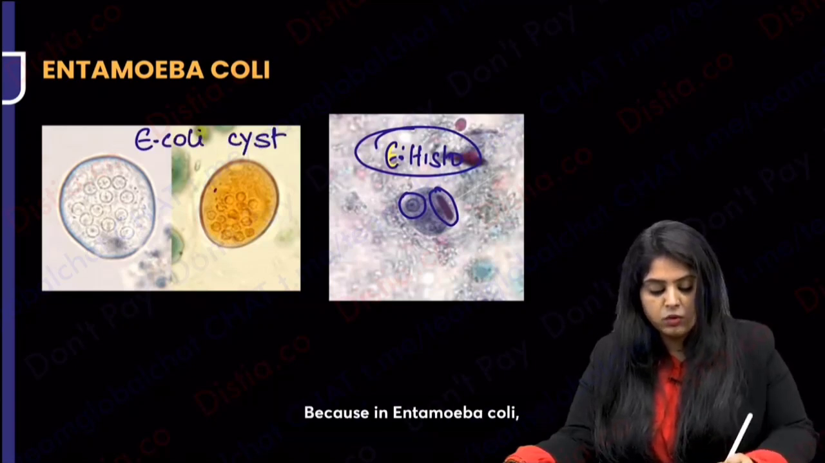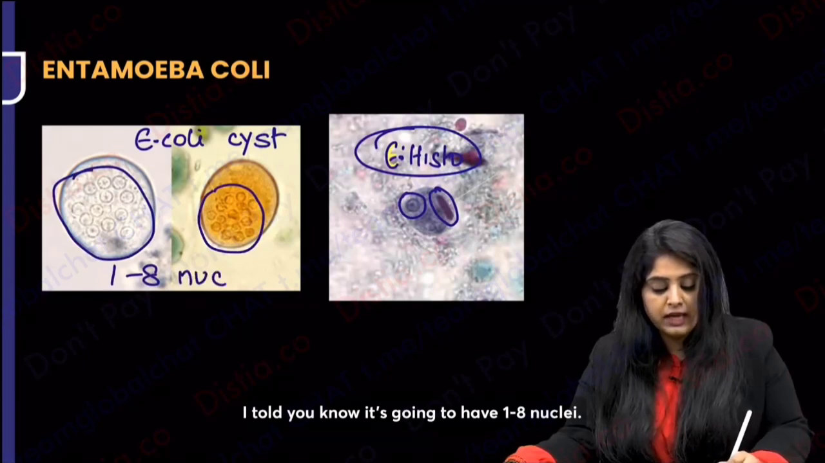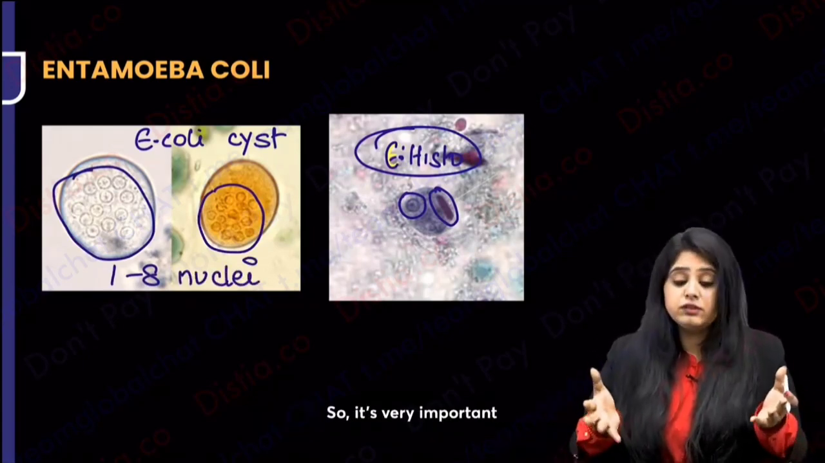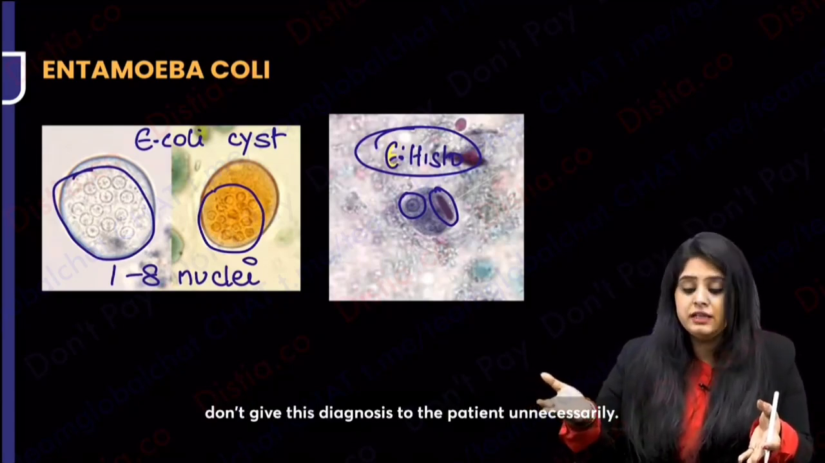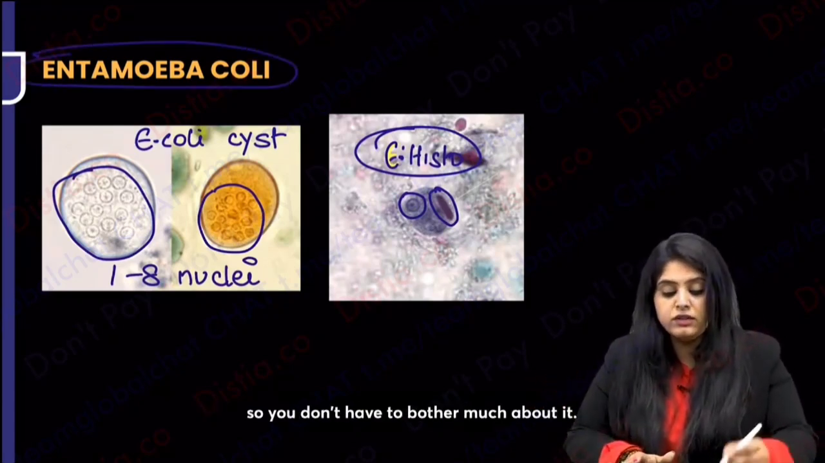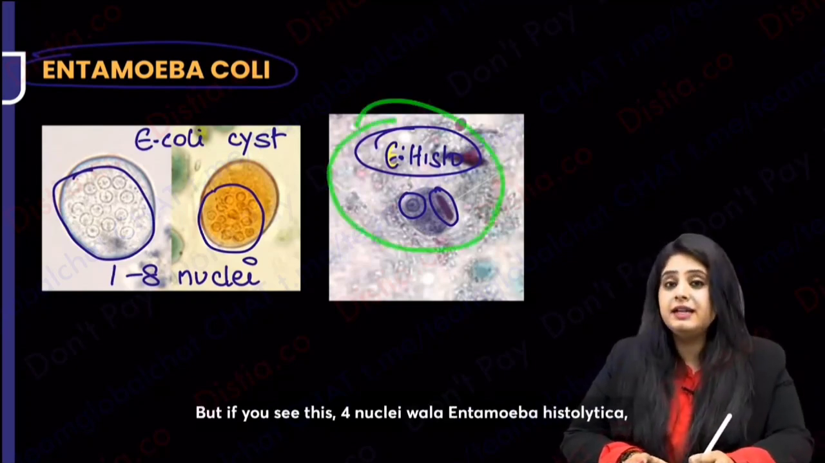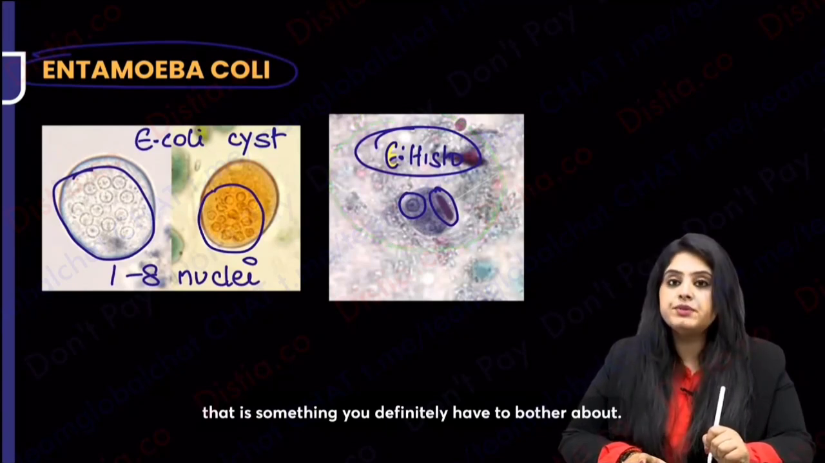Because in Entamoeba coli, can you see the number of the nuclei? See, I told you, it's going to have 1 to 8 nuclei. That is how you're going to differentiate it. And this is non-pathogenic. So it's very important that if you're seeing this, don't give this diagnosis to the patient unnecessarily. Entamoeba coli is non-pathogenic, so you don't have to bother much about it. But if you see this 4 nuclei Entamoeba histolytica, that is something you definitely have to bother about, right?